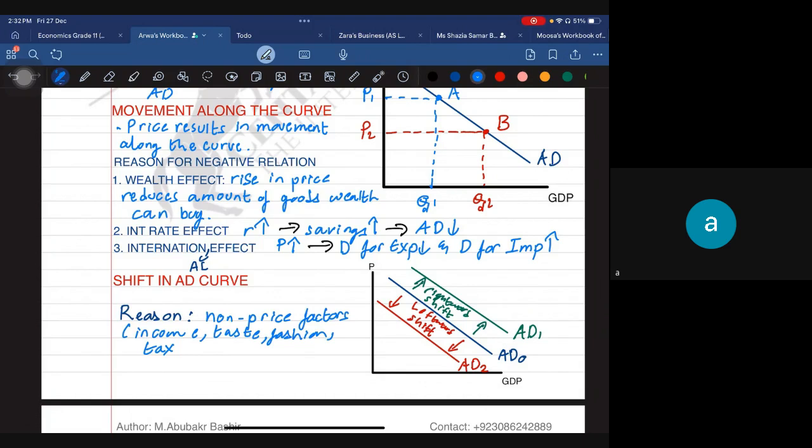No. What can matter is the tariffs. If there are high tariffs, demand for local goods will be high. If there are low tariffs, demand for foreign goods will be high and demand for local goods will go down. So tariffs can affect it. Okay, so here our demand topic is completed.